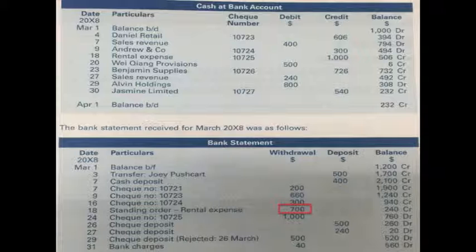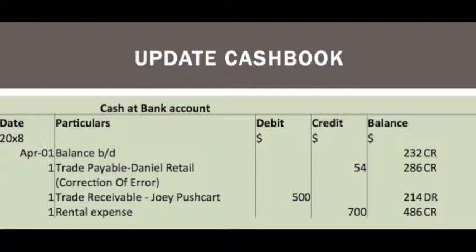Now we look at our bank statement. We realize that there's a standing order for rental expense, which means there is a direct withdrawal of $700 from our bank account to pay our rental expense. This is not captured in our cash book, so we have to update it. To capture this withdrawal, we will credit cash at bank $700, giving us a balance of $486 credit. This is rental expense, so our particulars will say rental expense.